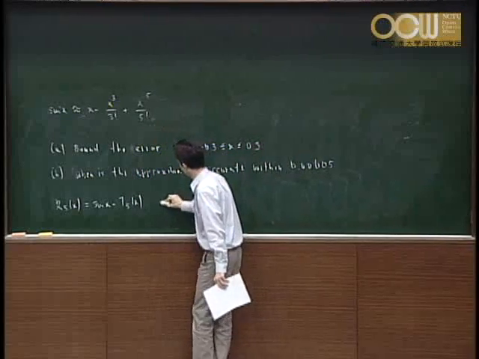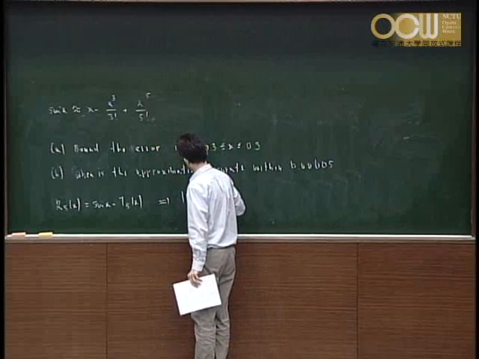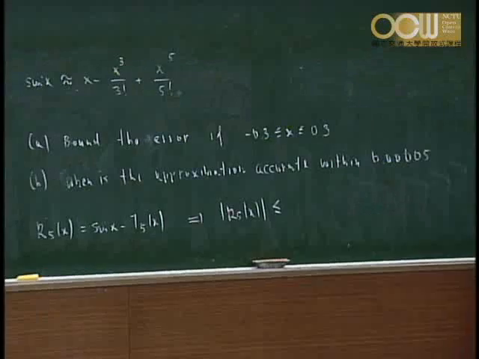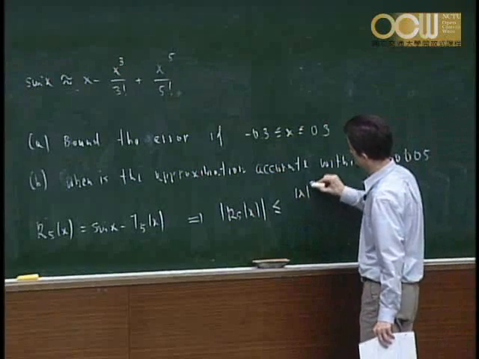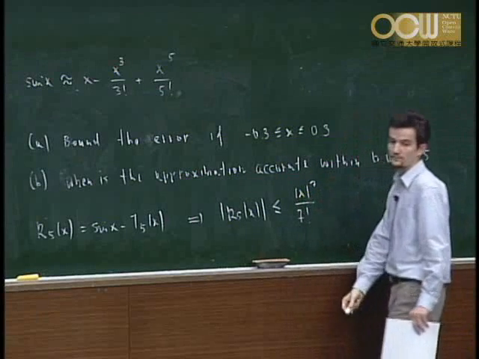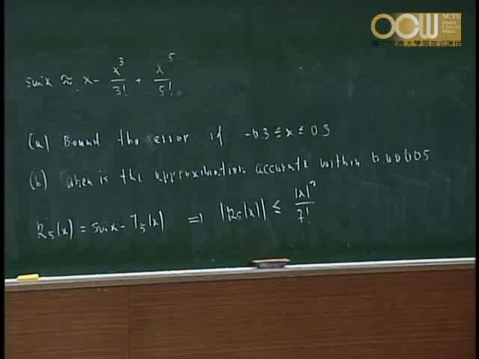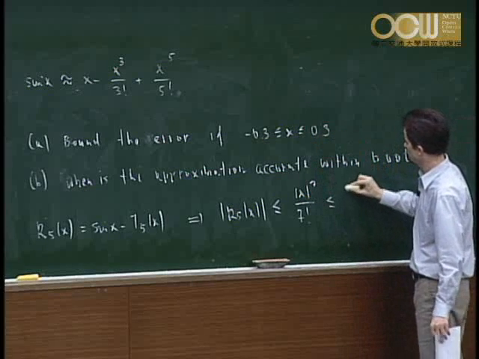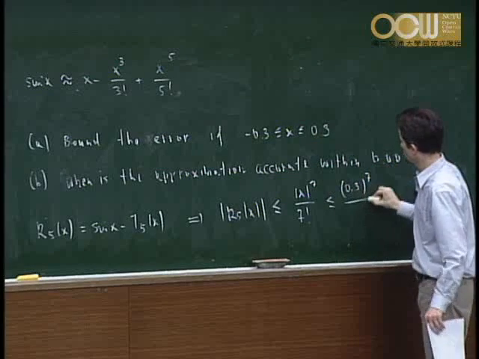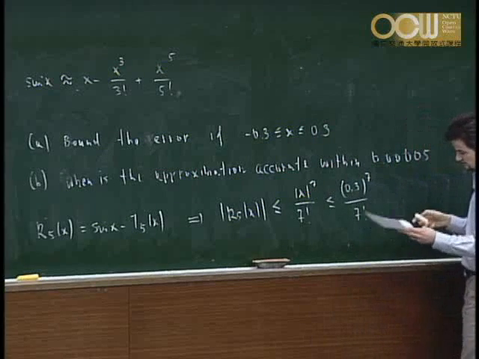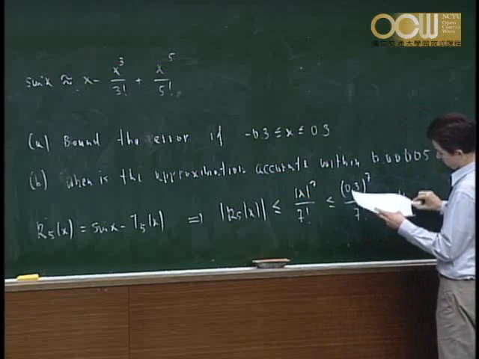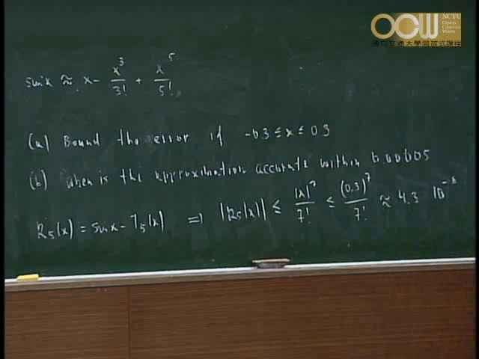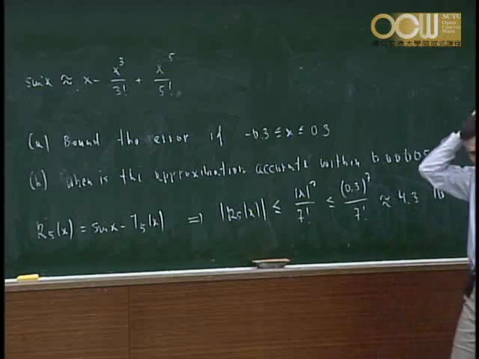So we know that the error is smaller or equal to the absolute value of the first term you drop. So this one. Okay, so in this range here, what you get is smaller or equal, you replace it by the largest, so you have 0.3 to the 7 over 7 factorial. And if you compute this, this is around 4.3 times 10 to the minus 8. So already very good.